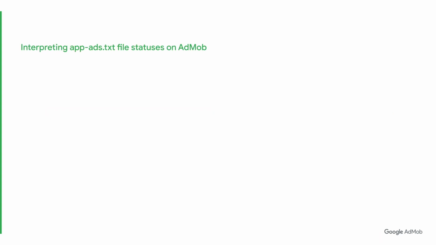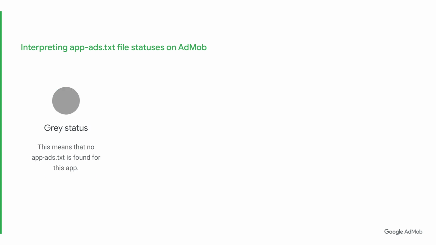It is critical that the apex.txt file is implemented correctly. There are three different statuses indicated by three different colors on AdMob. When you see a green status, it means that AdMob has crawled and verified your apex.txt file. In other words, everything is all good to go.